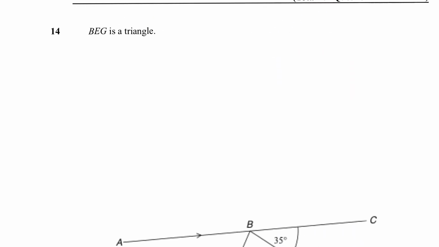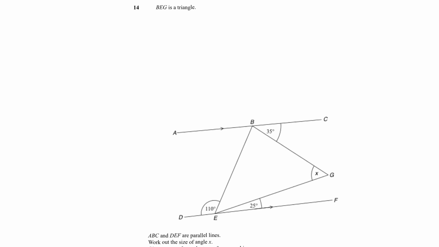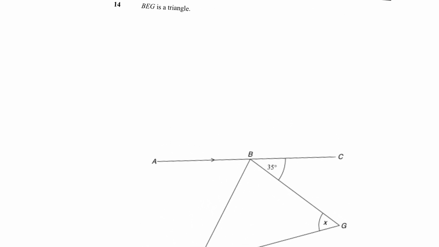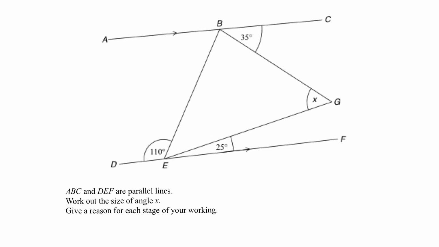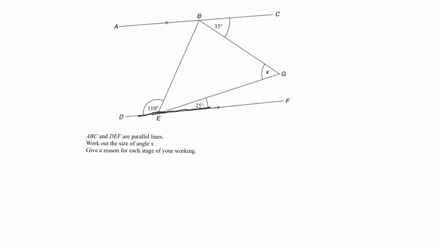Okay. Now, looking at triangle BEG, so question 14, so I'm just going to draw there. Okay, so it's now showing, oh, this came up in the higher geometry as well. So again, I'll go through it again. It wants us to work out the size of angle X, and it wants us to give reasons for our working out. Okay, so first things first, I'm going to zoom out a bit.